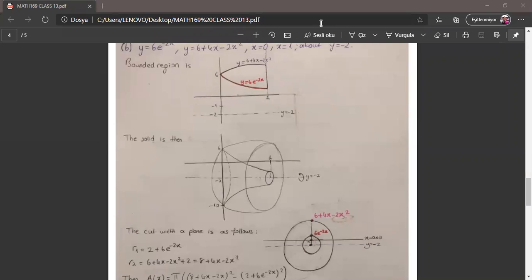Okay. Now here, what do we have? It's hard to explain actually. This is this line, y equals -2x squared. And this is y equals 6 e to the -2x, okay?